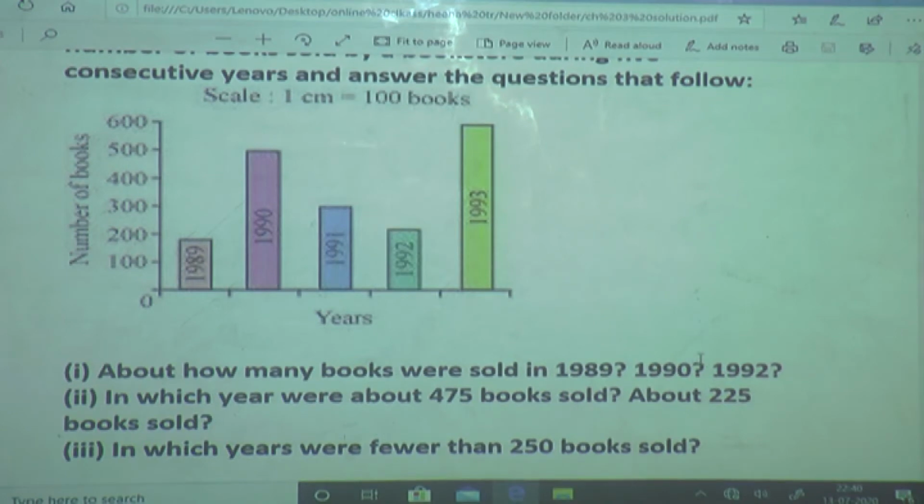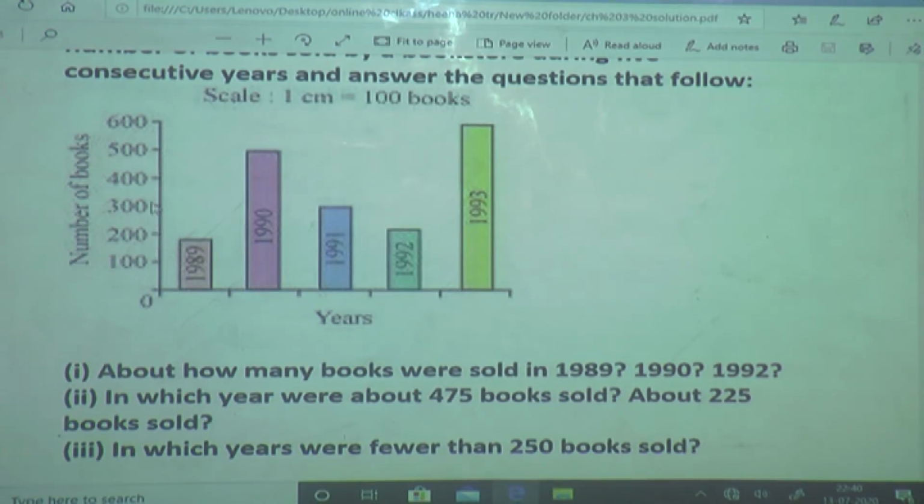Then in 1990, 500 books were sold in that particular year. And 1992, where is 1992? We have to see the length of the bar and compare it with the y axis. You can find it by drawing a line with the help of a scale, or otherwise you can keep your scale here and find where 1992 is, and how many books were sold in that particular year.